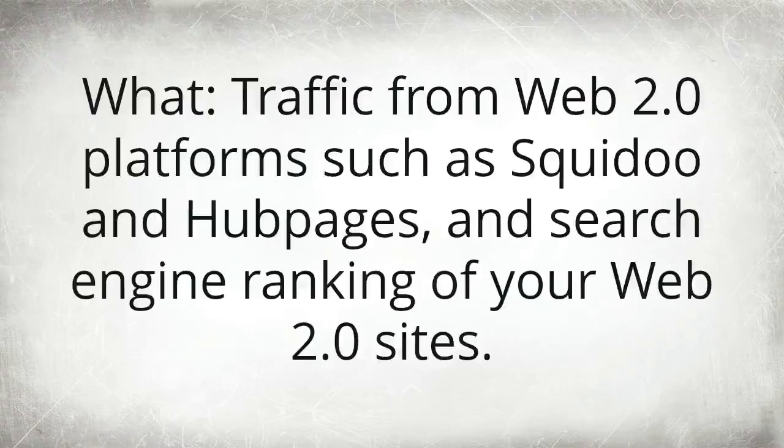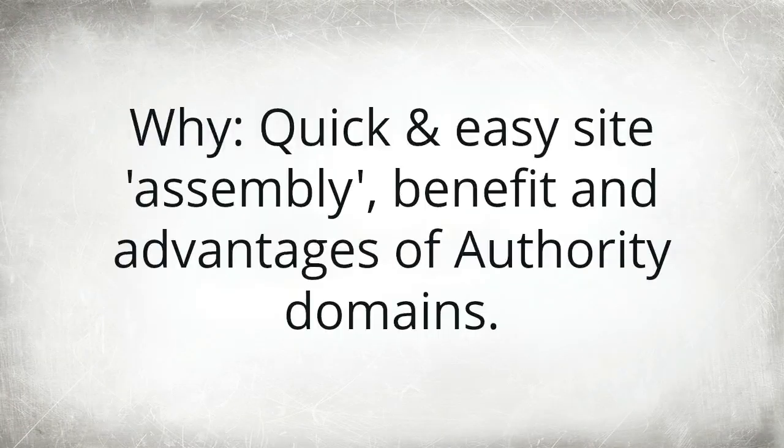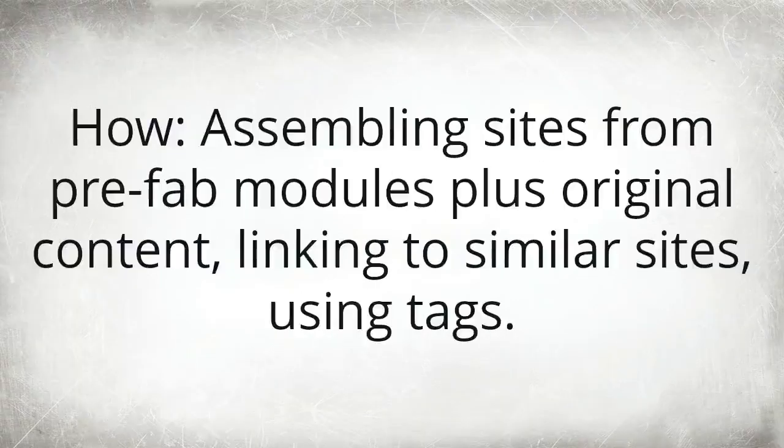Web 2.0 Summary. What is it? Traffic from Web 2.0 platforms such as Squidoo and Hub Pages. Why? It's a quick and easy site assembly benefit and has advantages of authority domains. How? Assembling sites from prefab modules plus original content, linking to similar sites, using tags.